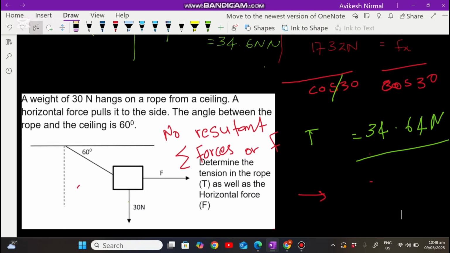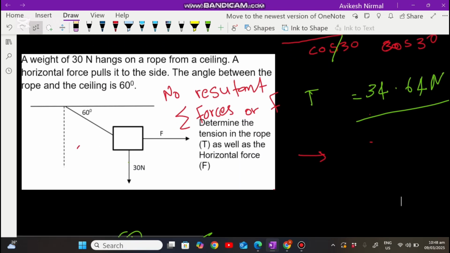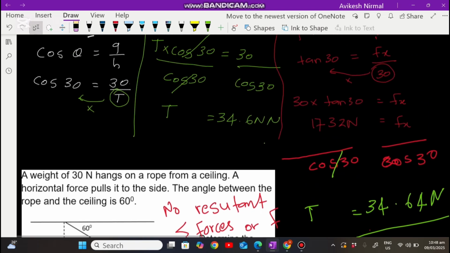And that's all. We have looked for the tension and the horizontal force. That's all on equilibrium, and we will discuss more of these in future videos.